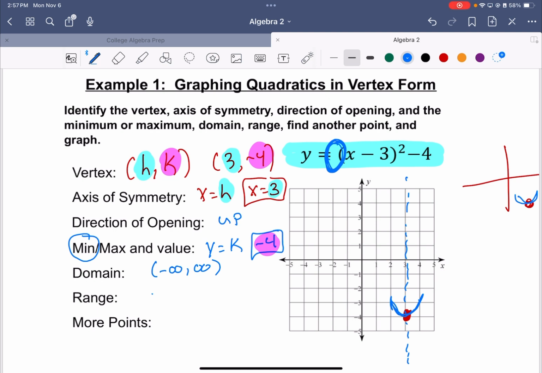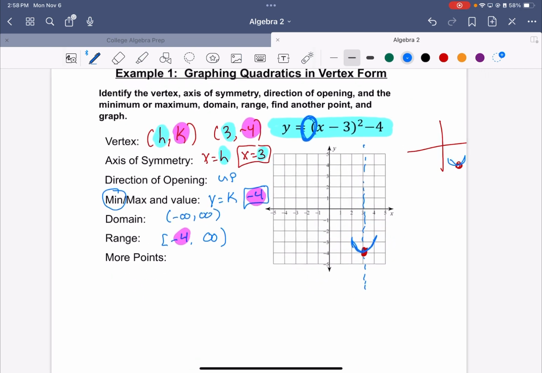Range is from our lowest point. Our lowest point is our k value. So that is going to be the same as all those other things in pink. And then it goes up and up forever and ever. So it's going to go up to infinity.